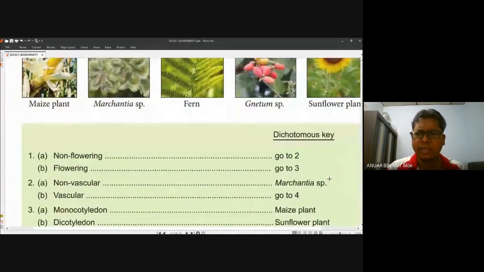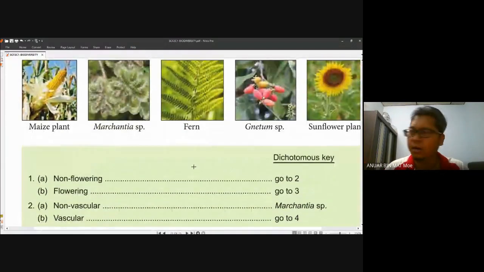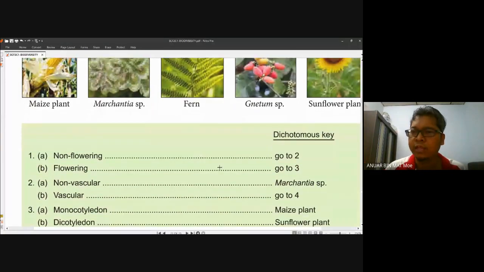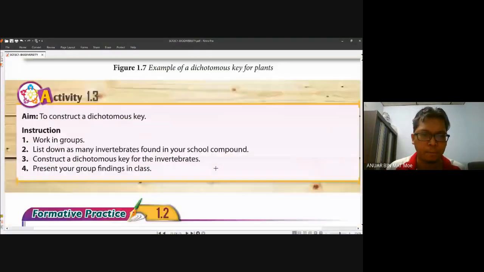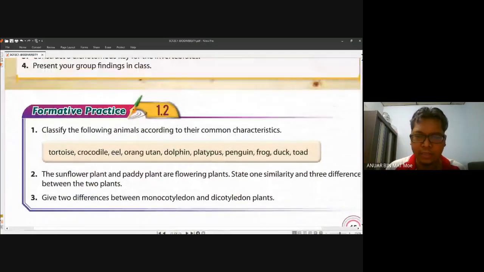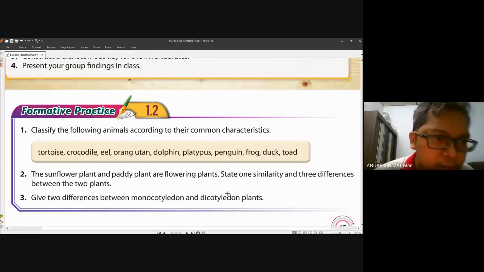The same thing goes for the dichotomous key in plants. We have non-flowering or flowering, non-vascular or vascular, monocot or dicot, and based on the characteristics of the species, we can classify it by using the dichotomous key. Any question? No? Okay, very good.